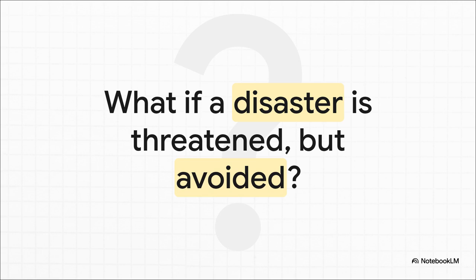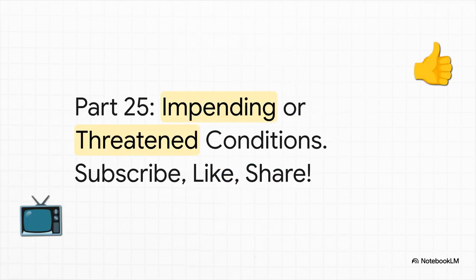But what happens when you have a medical disaster that was threatened, that almost happened, but ultimately didn't occur? What are the strict rules for coding an impending, massive crisis that was somehow magically avoided at the last minute? Well, we'll decode that exact mystery in part 25 of this explainer series when we tackle section IB11, impending or threatened conditions.